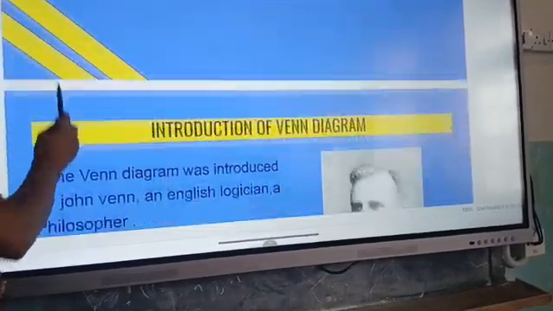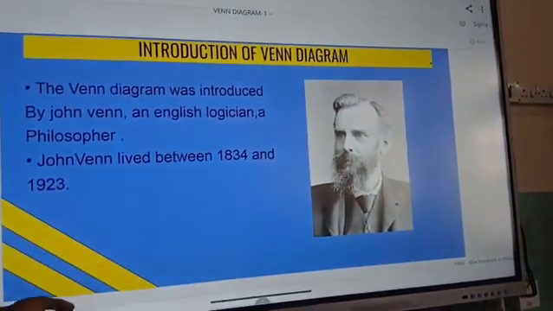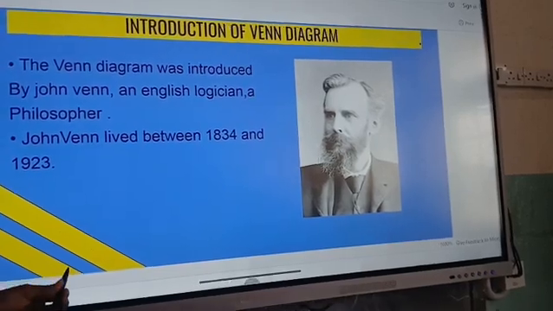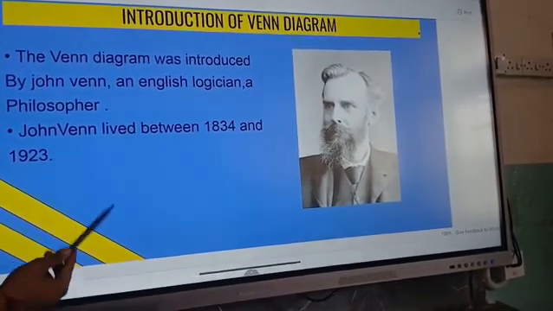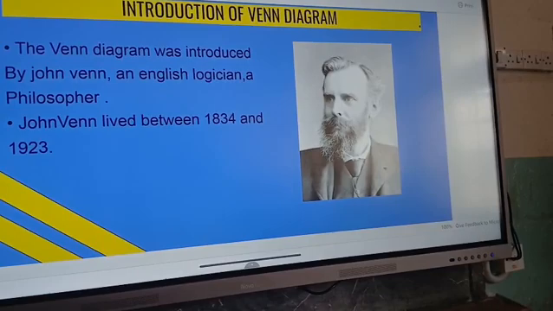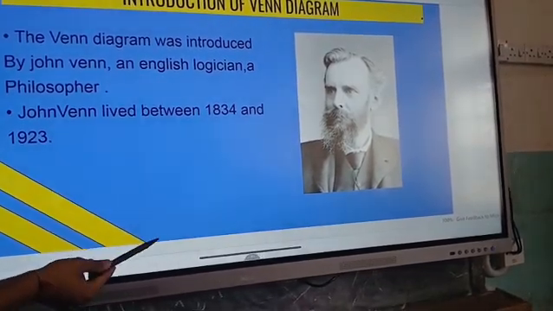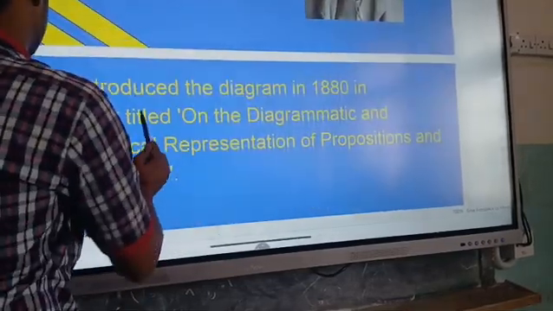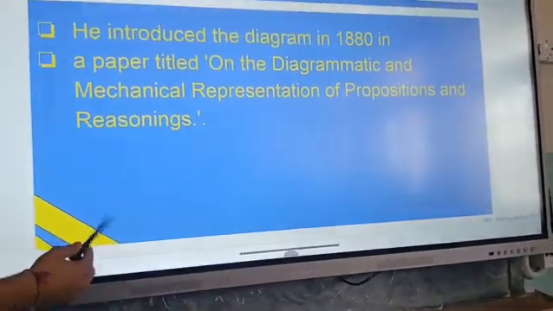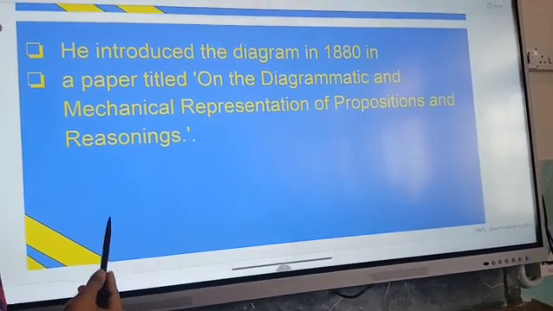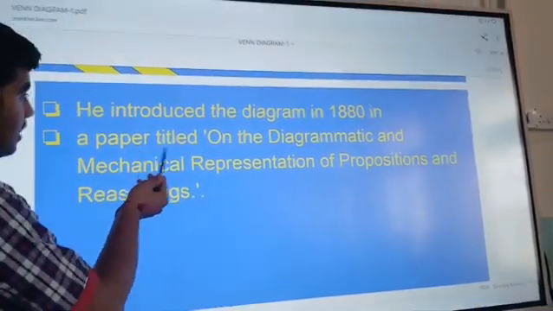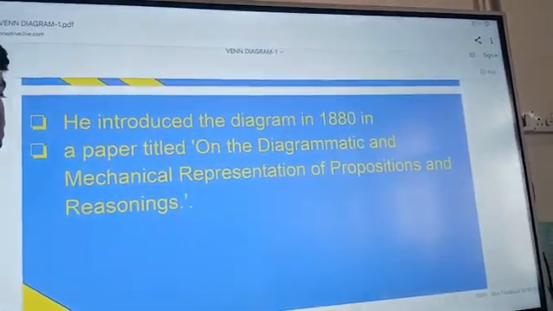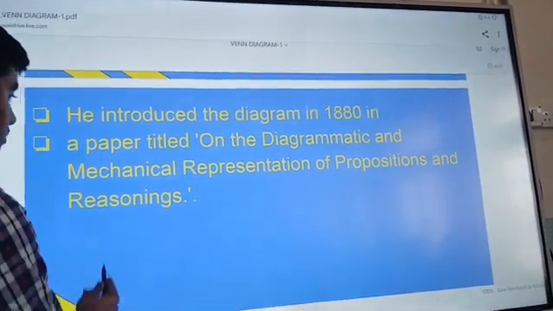The introduction or a brief description of John Venn. The Venn diagram was introduced by John Venn, an English logician and philosopher. John Venn lived between 1834 and 1923, the face of this man. He introduced the diagram in 1880 in a paper titled On the Diagrammatic and Mechanical Representation of Propositions and Reasonings.